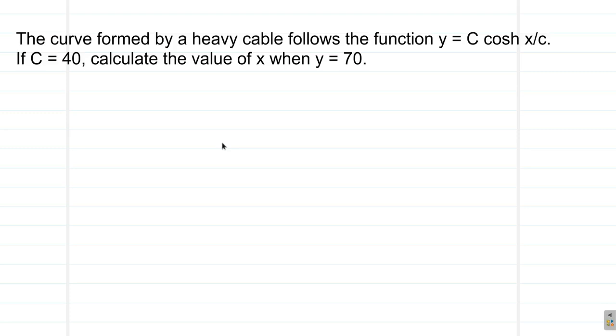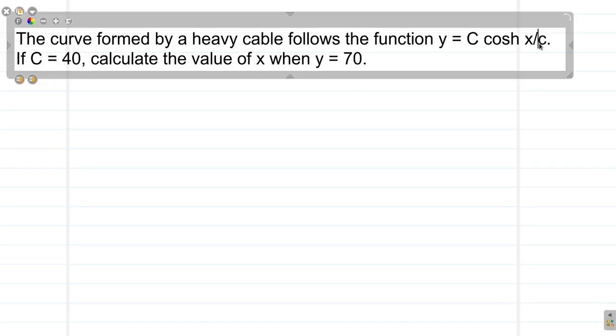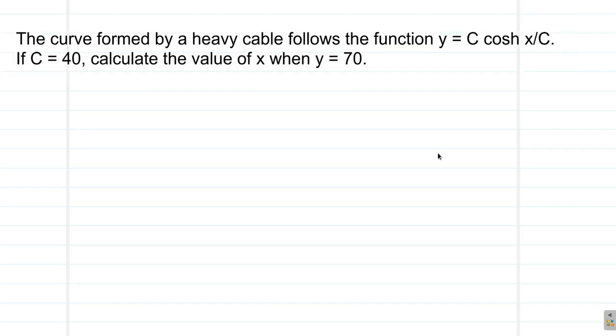The curve formed by a heavy cable follows the function y equals C cosh of x over C. If C is 40, calculate the value of x when y is 70. And by the way, this C should be uppercase C. It's the same C you have there. All right.